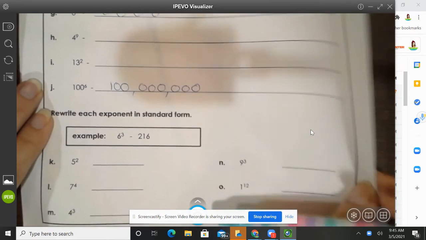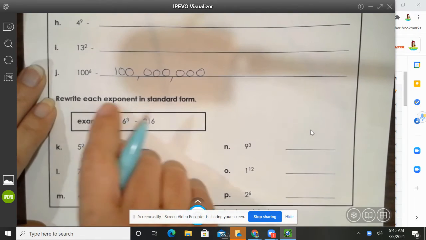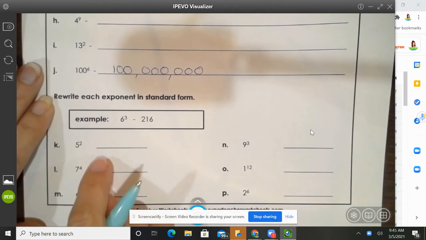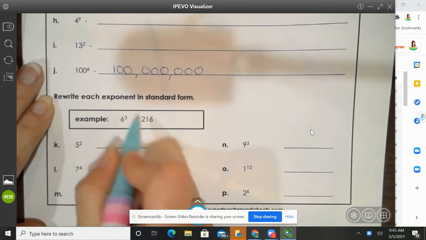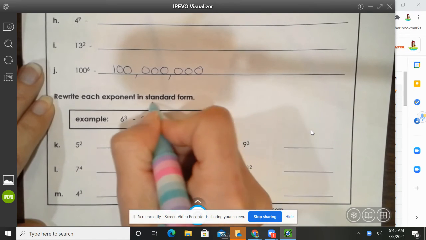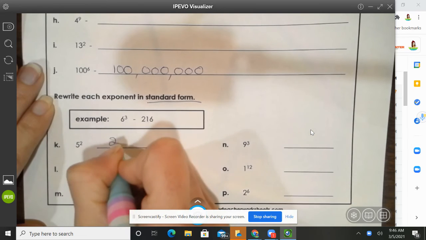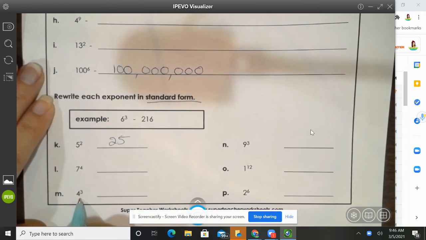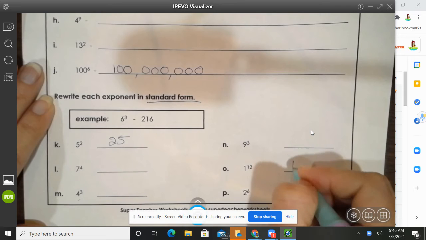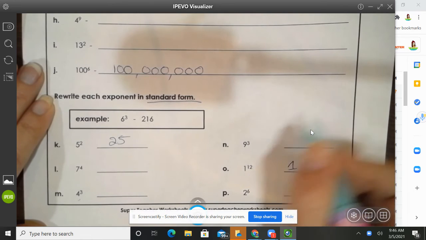All right, so how about here? It says write each exponent in standard form. Standard form just means that you are simplifying. So that's 25. 4 times 4 is 16, times 4. So here is 1, right? So 1 to any power is 1.